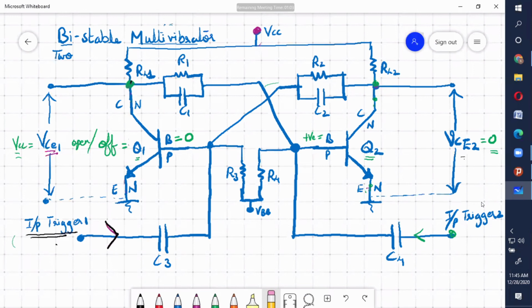I'll write the waveform now. Have you finished writing the circuit diagram, students? Shall I write the waveform? Yes, sir. Okay. So this is only the circuit diagram. Explain in your own words.